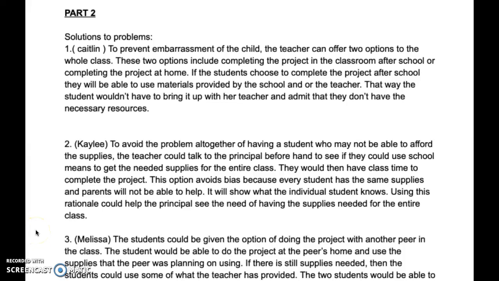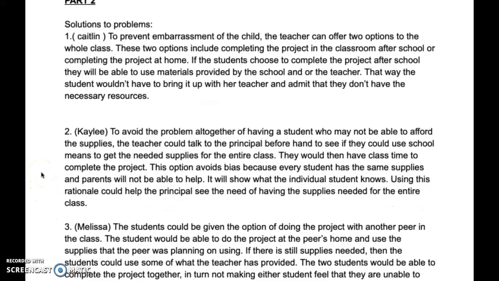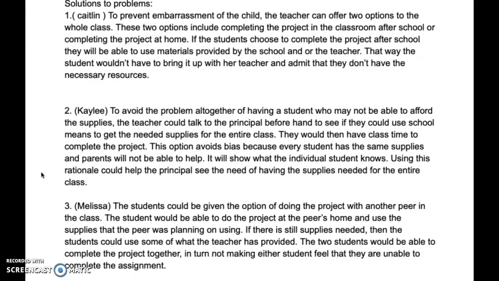For part 2 of the semester group project, we came up with 4 different solutions to our problem. The first solution is, to prevent embarrassment of the child, the teacher can offer 2 options to the whole class. These 2 options include completing the project in the classroom after school, or completing the project at home.